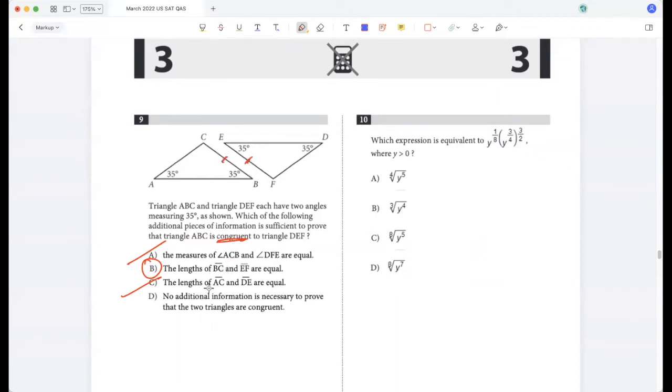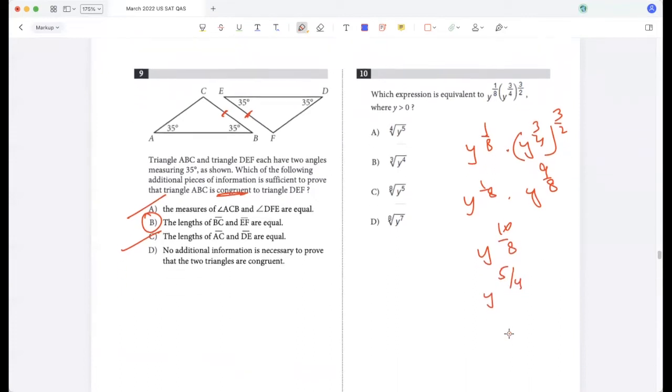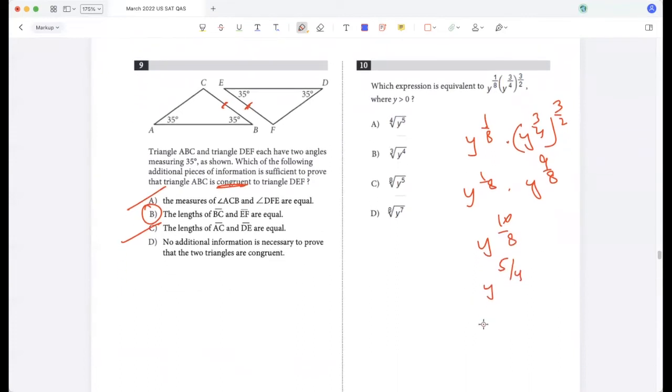Which expression is equivalent to y to the power 1 by 8 times y to the power 3 by 4, whole to the power 3 by 2? So this is y to the power 1 by 8 into y to the power 9 by 8. So this becomes y to the power 10 by 8, which is y to the power 5 by 4. So that would be the fourth root of y to the power 5.